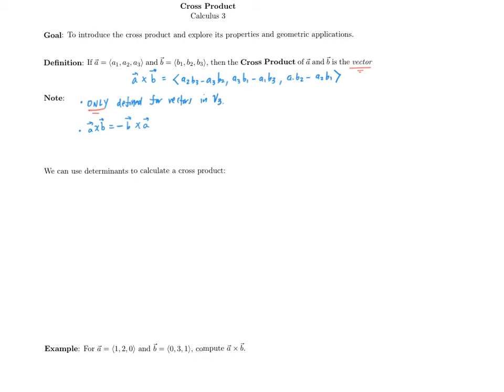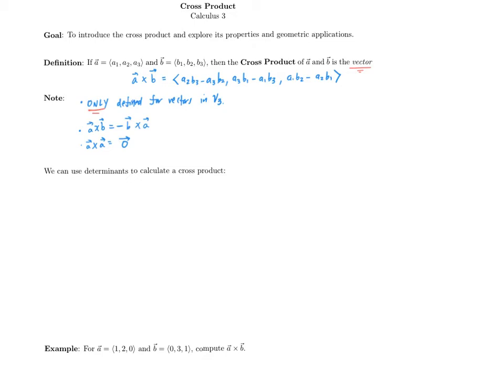Furthermore, if you were to calculate A crossed A, that is, in our above formula, if each of these B's ended up being A's, think A2A3 minus A3A2, all of these components would be 0. So what you would get back is not just 0, that's a number, you would get back the 0 vector.